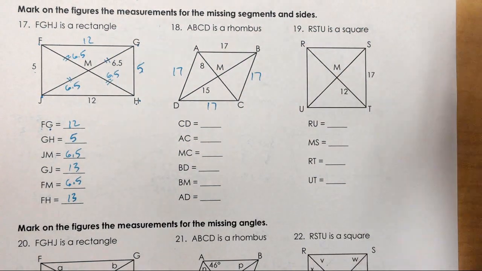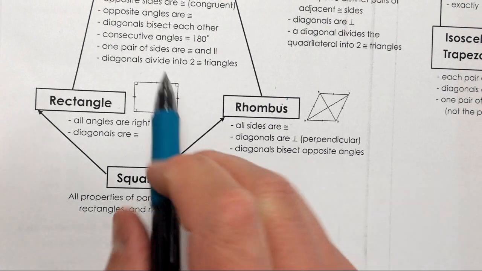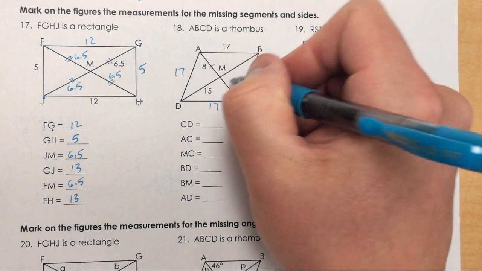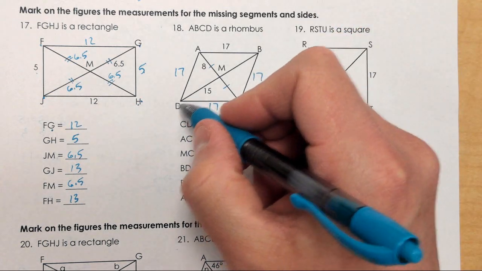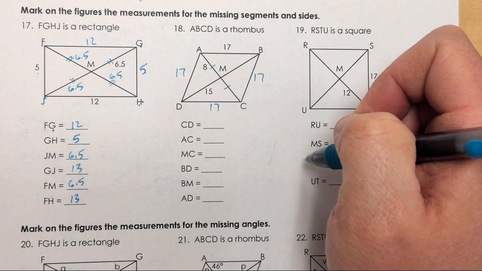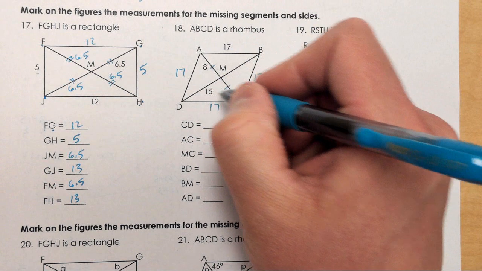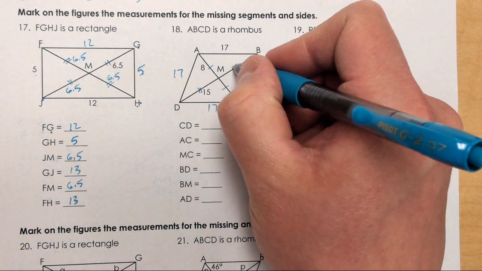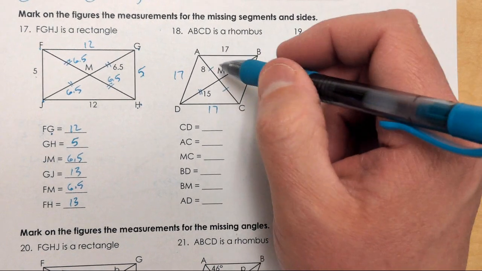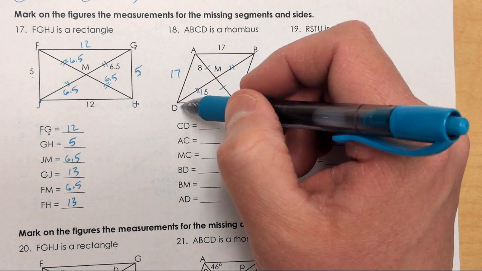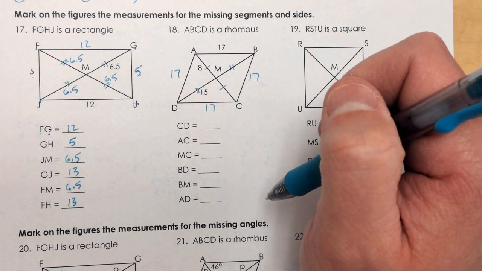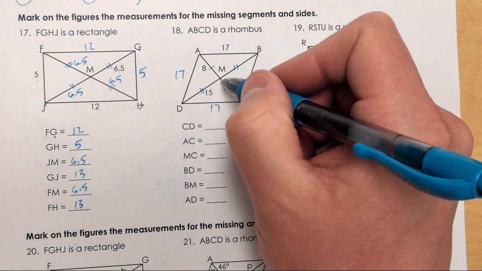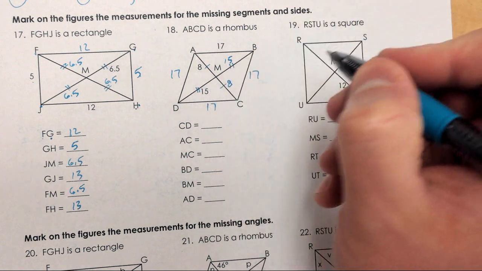All sides are congruent. But again, we also have the property that diagonals bisect each other. So I know that AM is congruent to MC because DB is bisecting that diagonal. And then we know that if DM is 15, this segment must equal this segment because this diagonal AC is cutting diagonal DB into 2 equal parts. So if AM is 8, so is MC. If DM is 15, so should MB.